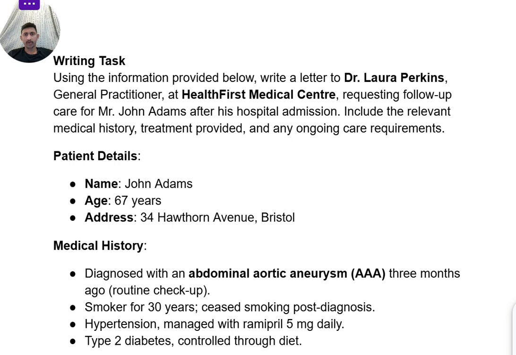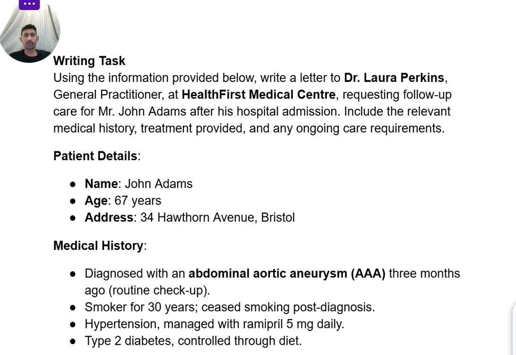Okay, so we already discussed this letter, how the case note looks like. What is the writing task in this letter? Name of the patient is John Adams, and what is the purpose of the letter? Now we are going to discuss how to create a good letter from this case note.